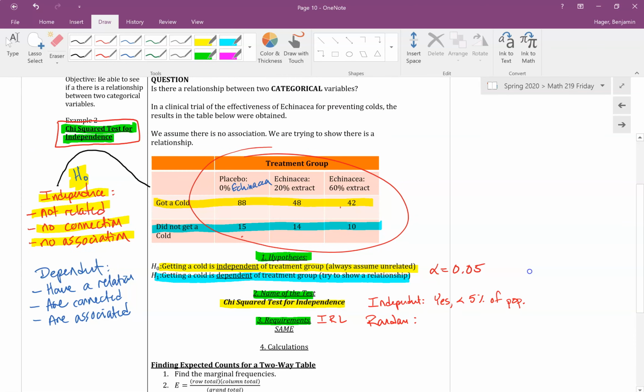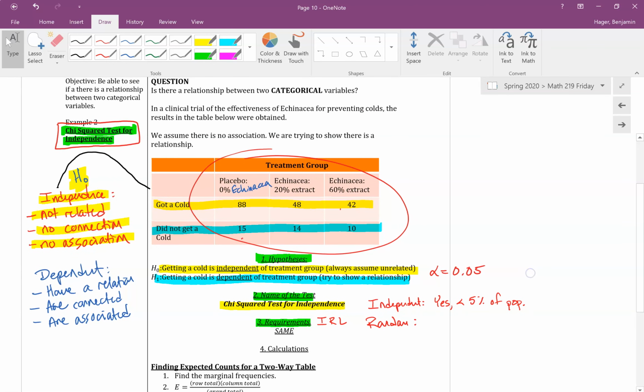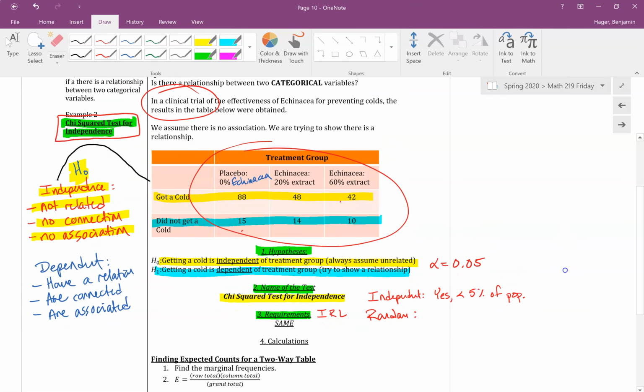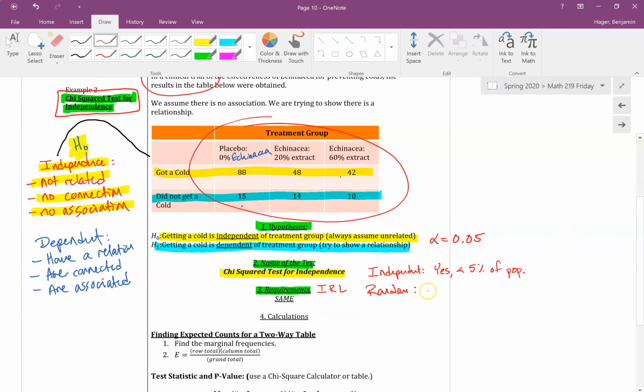Random, you know, it doesn't say, but if it's a clinical trial, you know they're putting some efforts into doing a good experiment. So I'm just going to write doesn't say, but I'm sure any clinical trial takes that into account. And then large enough.